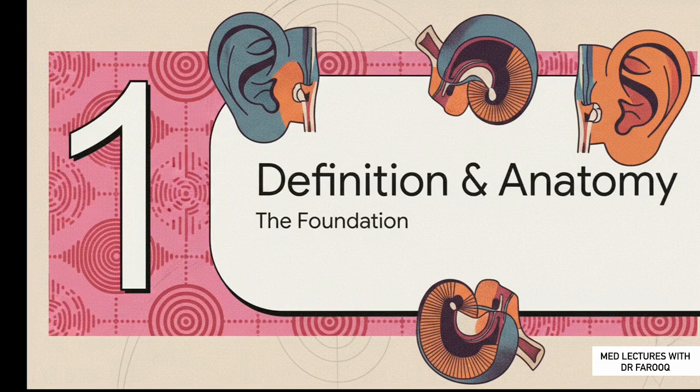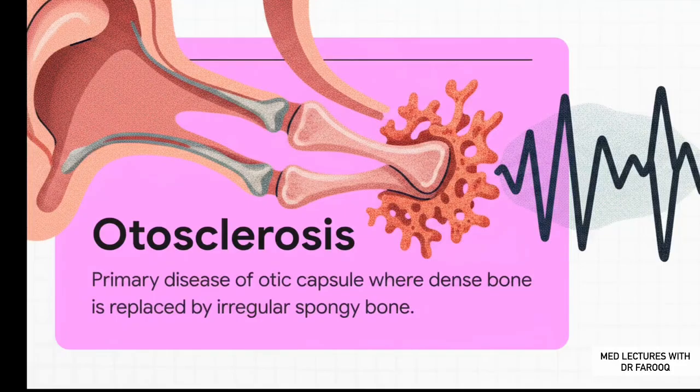All right, Section 1, definition and ear anatomy, the foundation. So the term otosclerosis is actually a bit of a misnomer. Clinically speaking, you'll often hear it referred to as otospongiosis, which honestly makes more sense. It's a primary disease of the bony labyrinth, or the otic capsule. And the fundamental pathophysiology here is that your normal, incredibly dense bone is pathologically replaced by irregular, spongy bone.